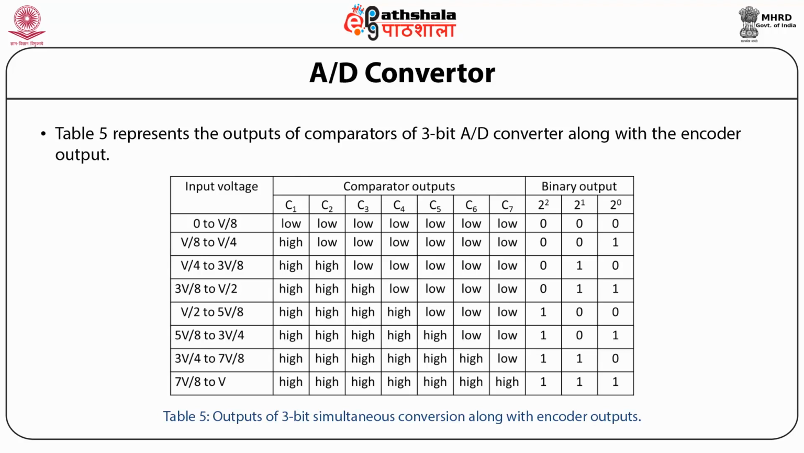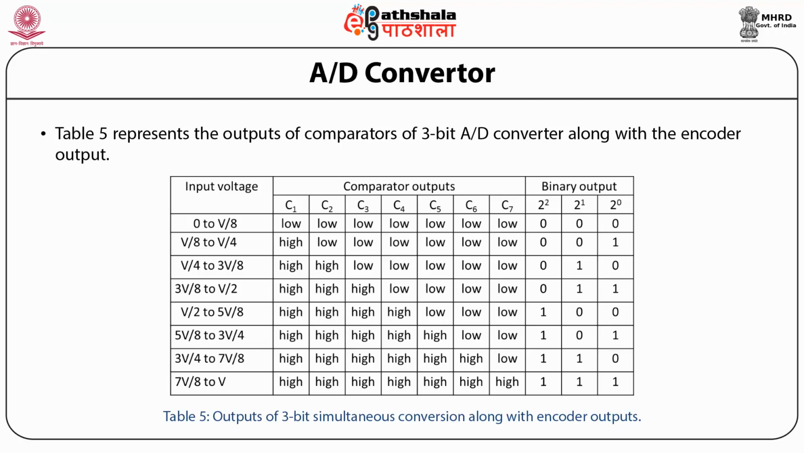For input voltage varying from 3V by 8 to V by 2, C1, C2, C3 are high and the rest are low. For the voltages in the range V by 2 to 5V by 8, C1 to C4 are high and C5 to C7 are low.